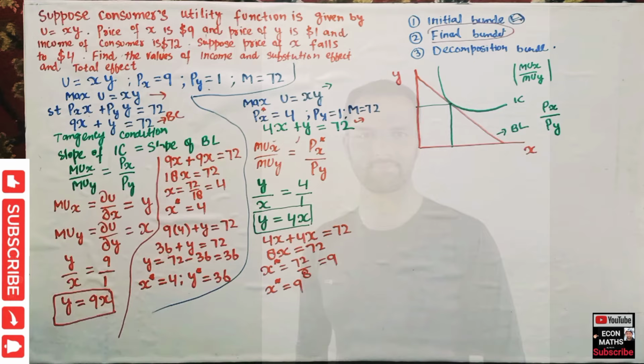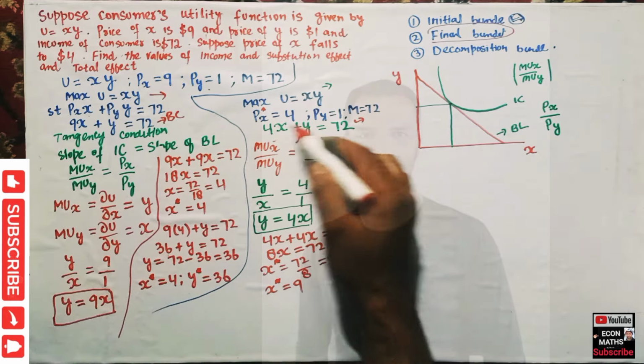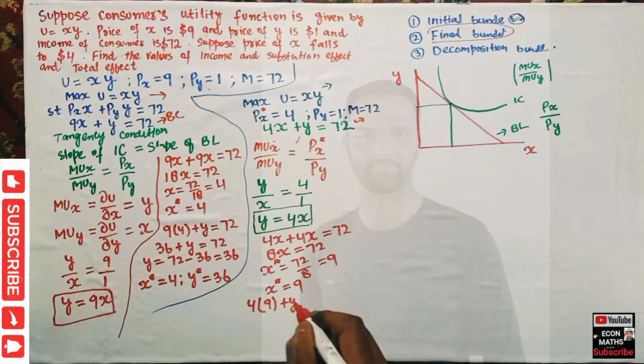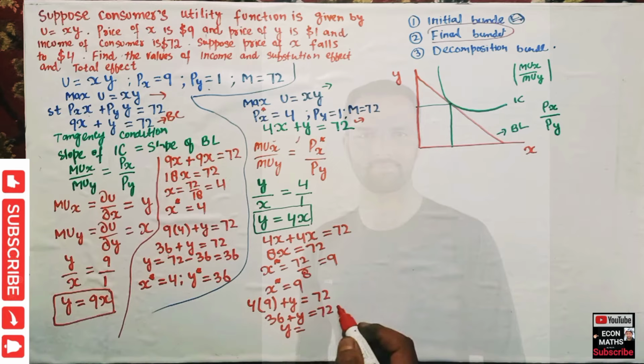And what will be the value of y? So just plug x is equal to 9 back in our new budget constraint. So we have 4 times the value of x is 9 plus y should be equal to 72. So this comes out to be 9 fours are 36 plus y is equal to 72, or y is equal to, now if we transpose this 72 here, this will become minus 36. So 72 minus 36 becomes 36.